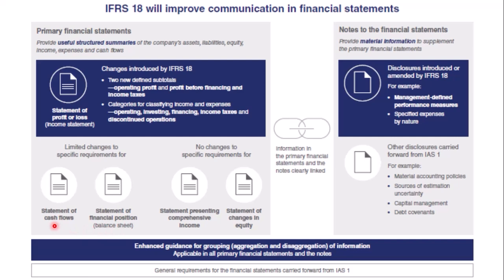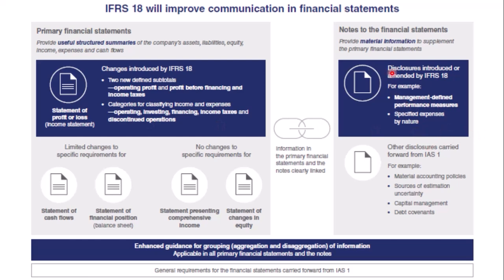the statement of cash flows. No requirements, no changes to the comprehensive income, right? And the statement of changes in equity. So the statement of comprehensive income hasn't changed. It is the statement of profit and loss that has changed now.